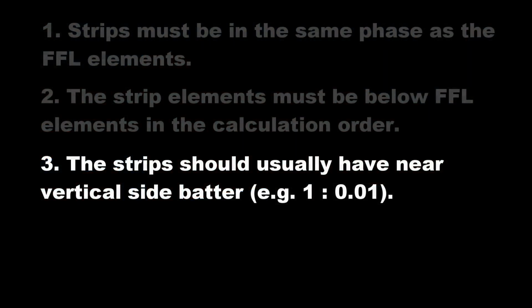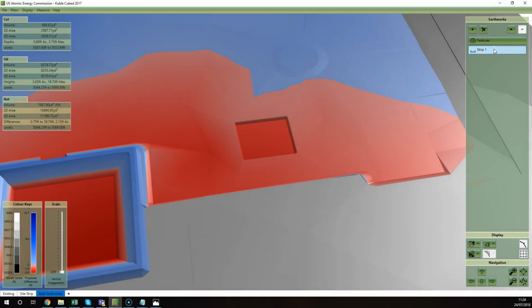So going on to the next thing, it's worthwhile setting the side batters to 0.01, because when we're doing these adjustments, we don't usually want side batter. So I'll quickly do that here. I'll adjust this one to 0.01.